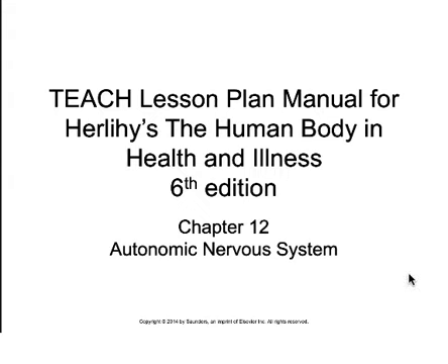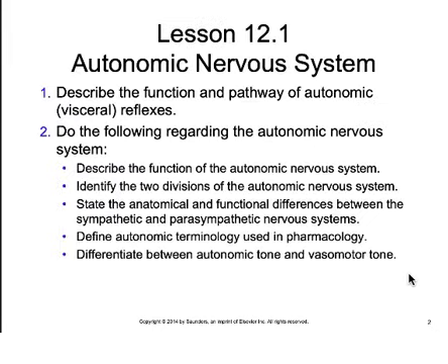Okay, this is the podcast for Chapter 12 dealing with the autonomic nervous system, which is the division of the nervous system that controls our homeostatic and visceral function. Okay, so it deals with our internal organs, and the targets are everything except skeletal muscle.